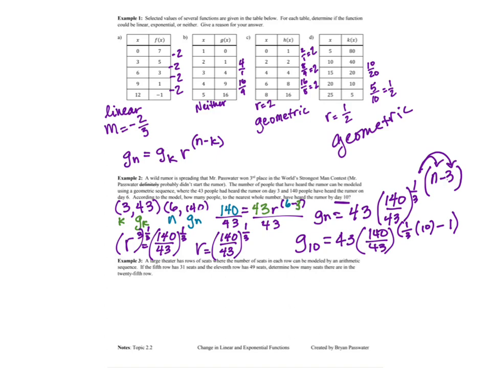10/3 minus 1? You should be able to put this on your calculator. 43 times 140 over 43.